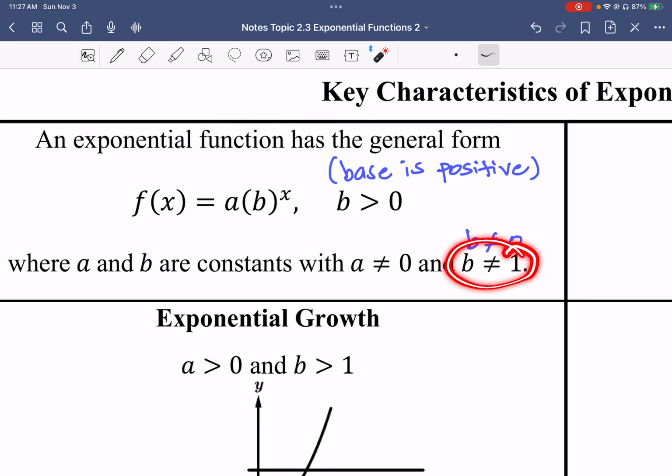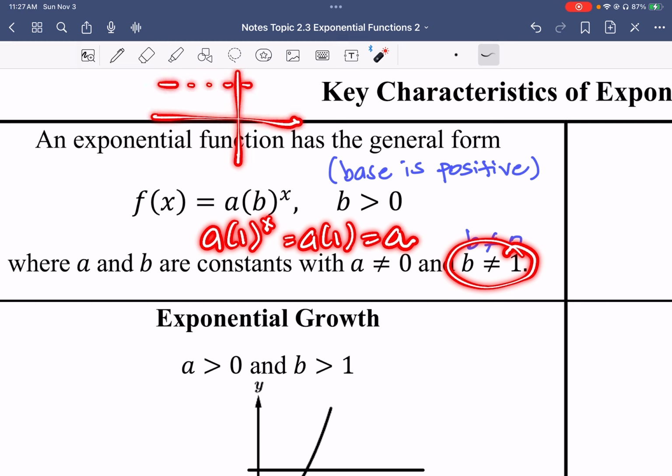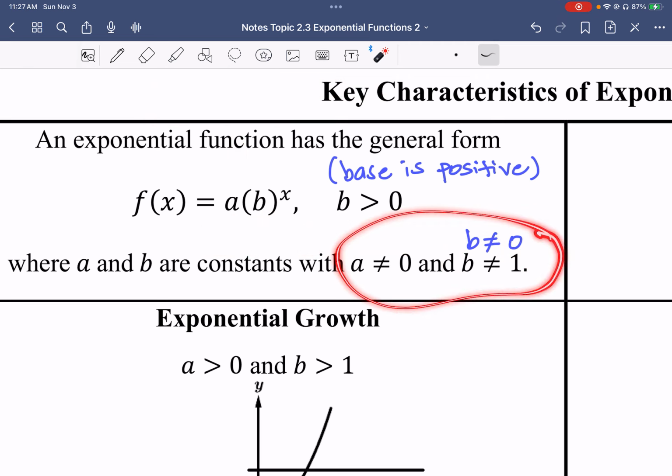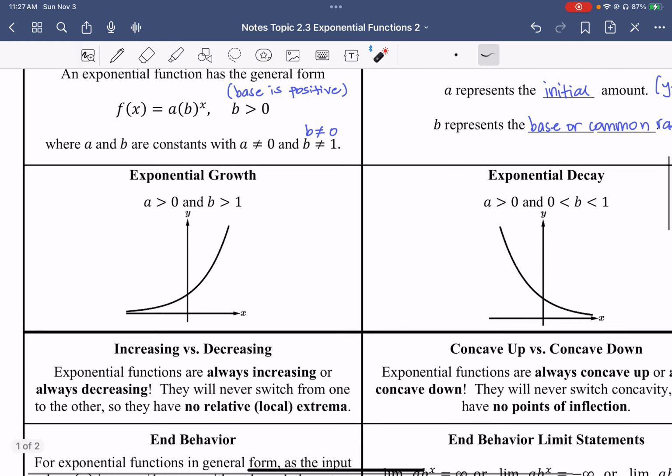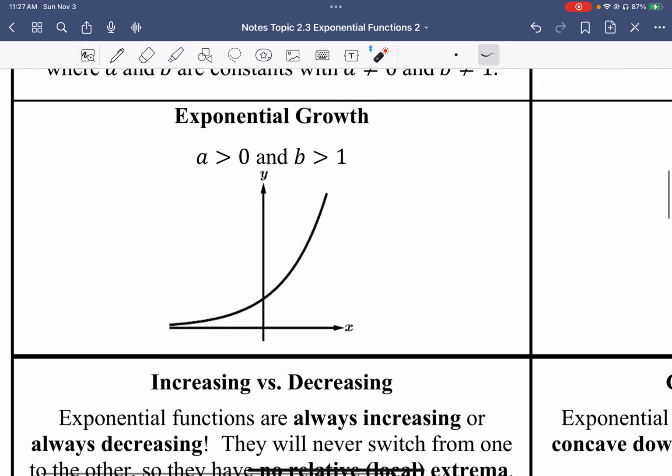If b were equal to 1, I would have a times 1 to the power of x. 1 to any power is still going to be 1, and a times 1 is a. So now I have a horizontal line, but it might be somewhere else. It might be at y equals 3 or y equals negative 2. Again, it's still just going to be a constant horizontal line. It is not going to produce an exponential function. So that's why all of these restrictions are important, because they ensure that your graph is actually going to end up being exponential. Now there are two types of exponential graphs.